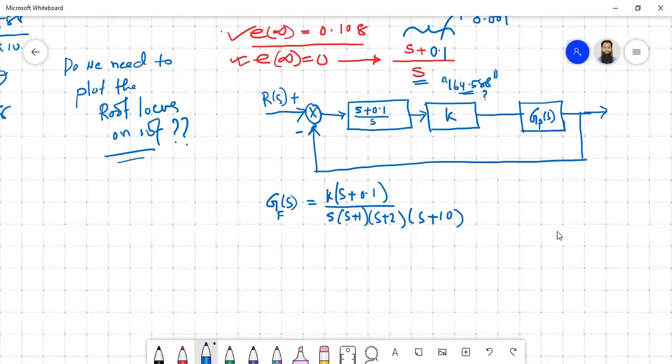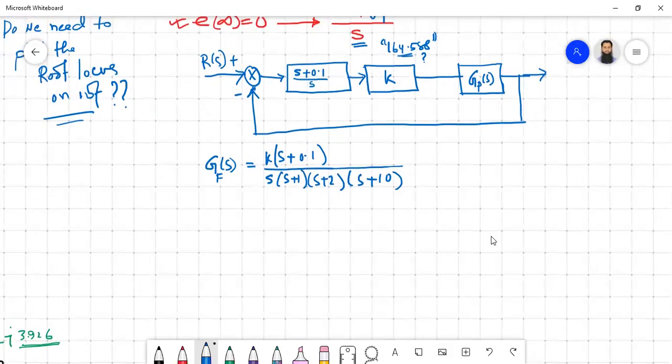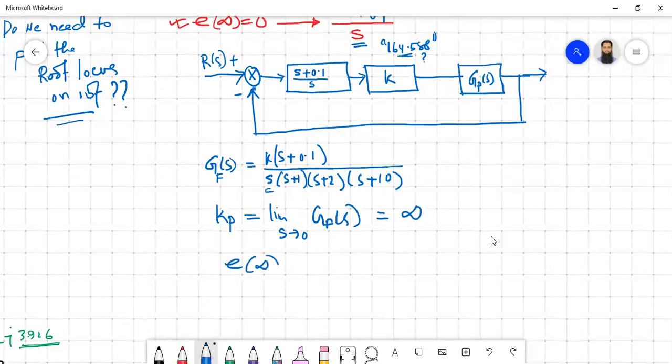I was dealing with this previous control system. As you can see here, this time, if you give a step input and you want to figure out Kp, the step response will have limit s tends to 0 of GF(s). Basically it will be infinity, because 1 by 0 is infinity. Then your steady state error is going to be 1 by 1 plus infinity, that is 0. So this is our objective, which is fulfilled.